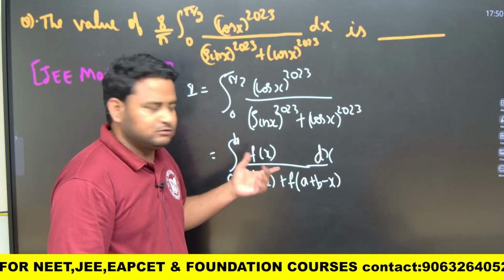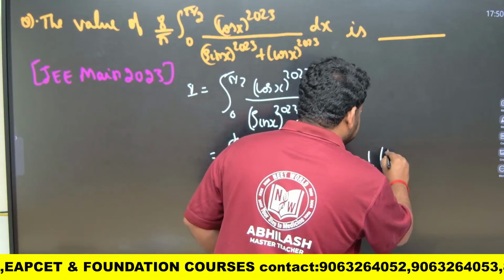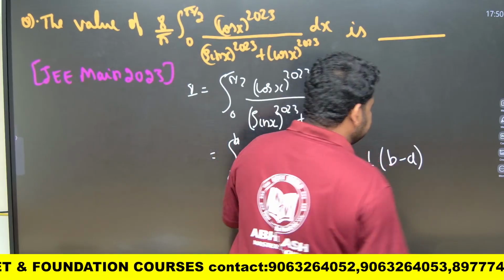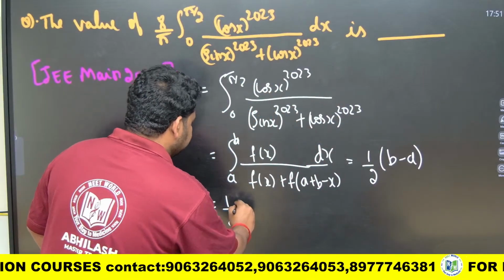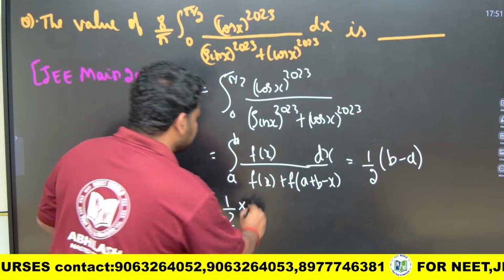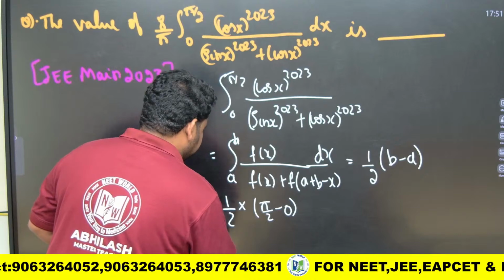That is one method I can use, or I can write this directly as 1 by 2 into b minus a. So this will become 1 by 2 into b minus a, where b is pi by 2 and a is 0.